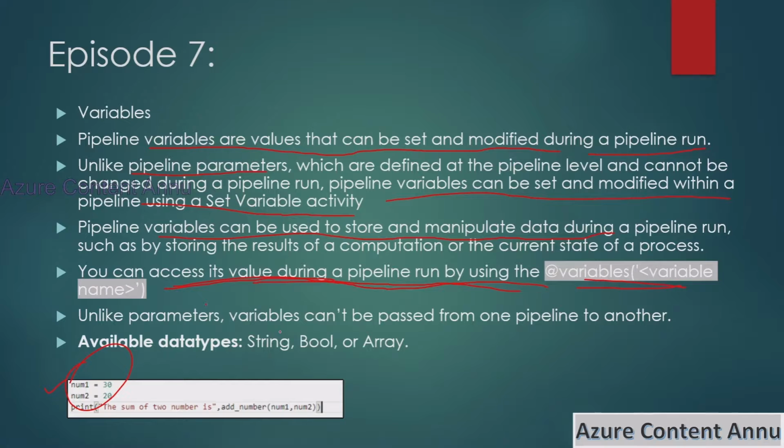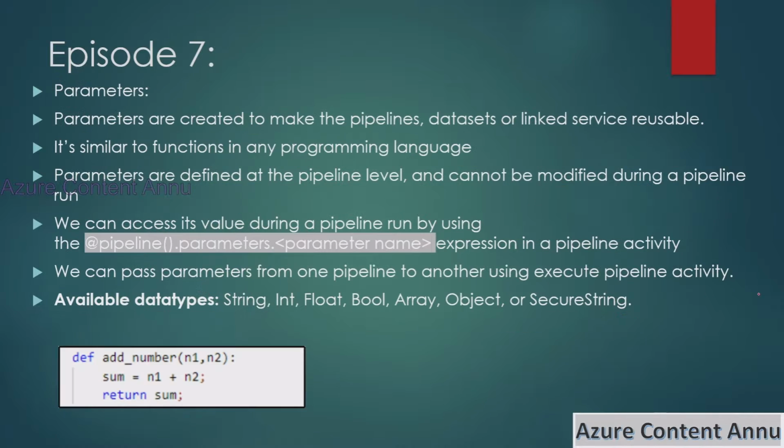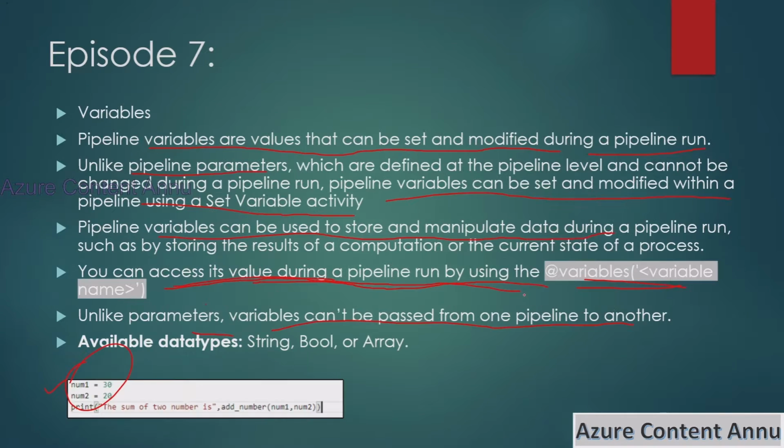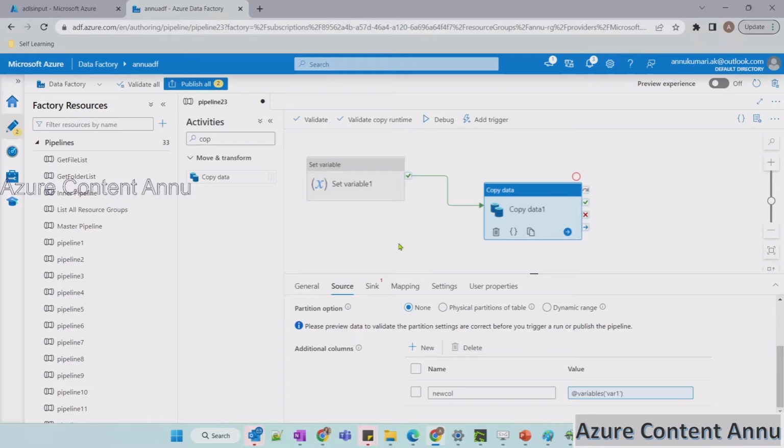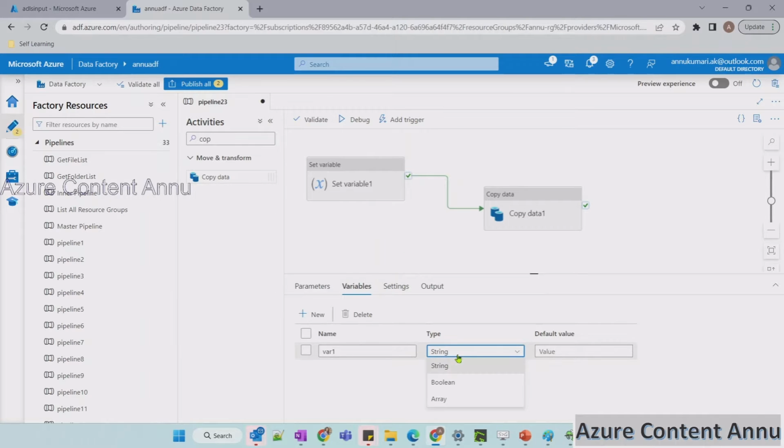Okay, and unlike parameters, variables can't be passed from one pipeline to another. As we learned, we can pass the parameter from one pipeline to another using execute pipeline activity. But we do not have any such option to pass a variable from one pipeline to another. Okay. And the available data types of variables are string, boolean, and array. As we have seen here, we can define these three data types for a variable.